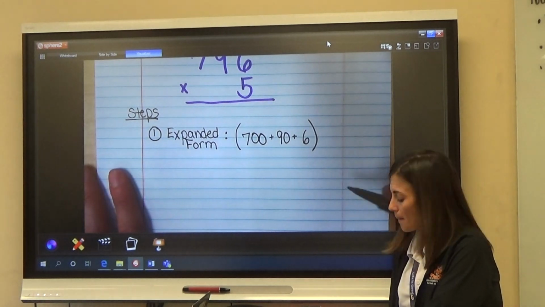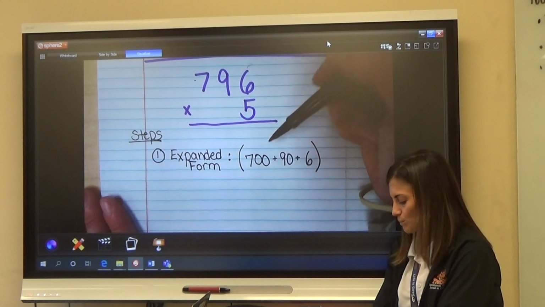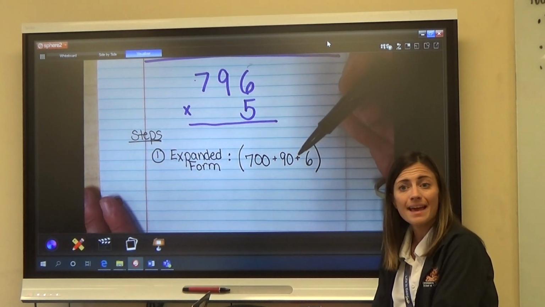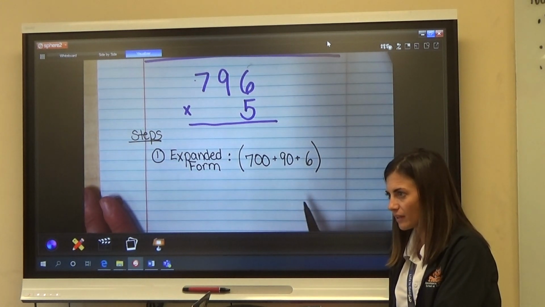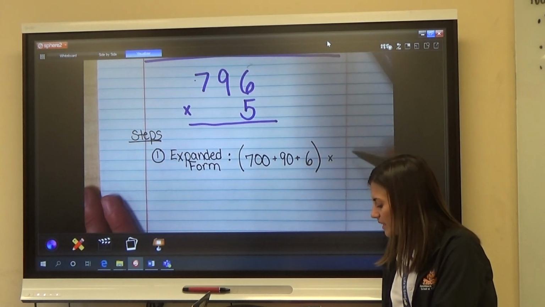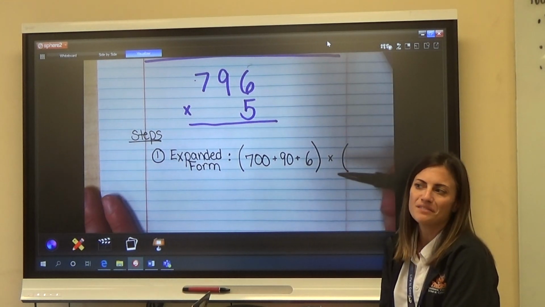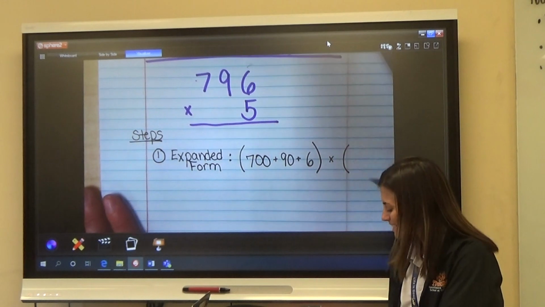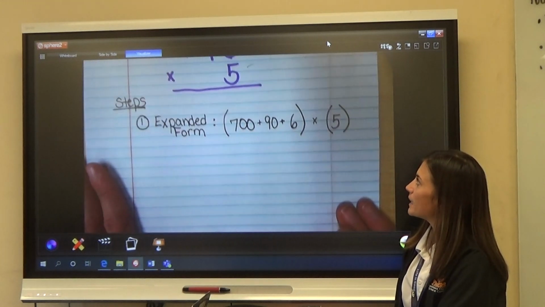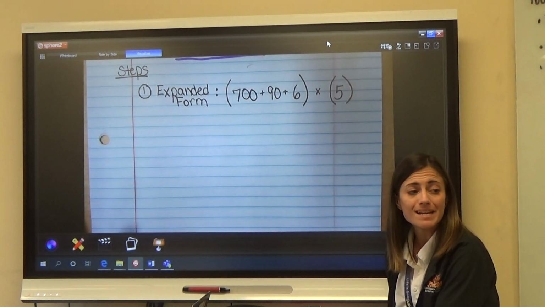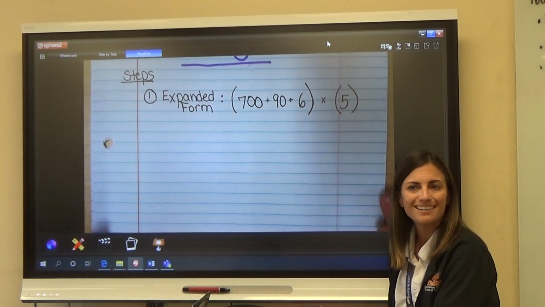I used my expanded form to break up this number into smaller pieces. Now, I'm going to be multiplying this value by the expanded form of my other factor. Now, how would I write the number 5 in expanded form? 5, silly. Yep, 5. So this is my first step. I turned my equation into expanded form. So far, do I have any questions? We're doing good?